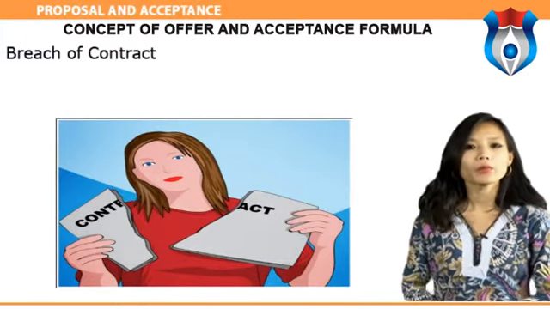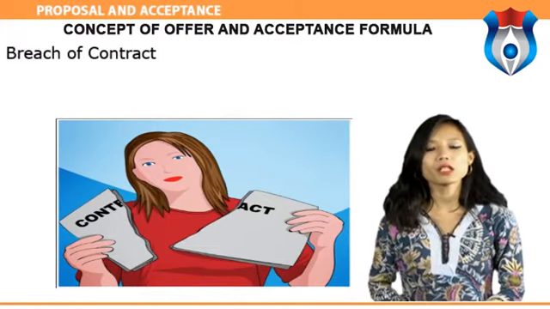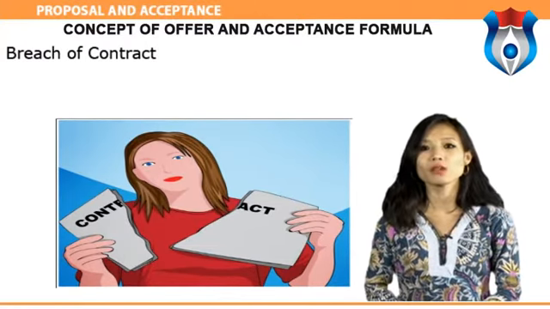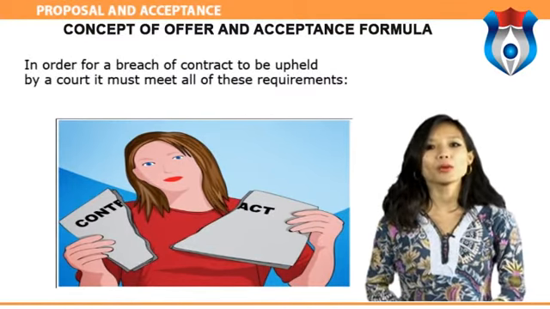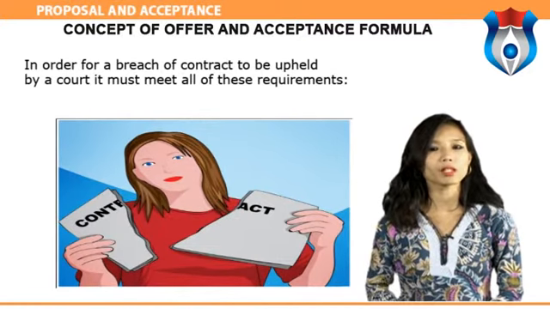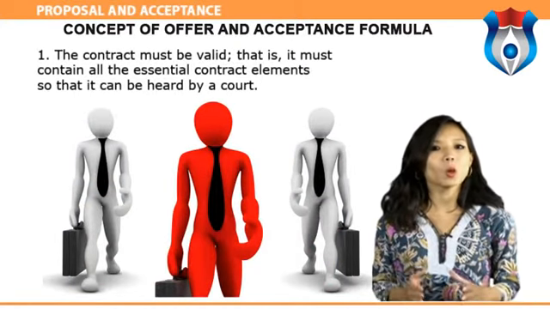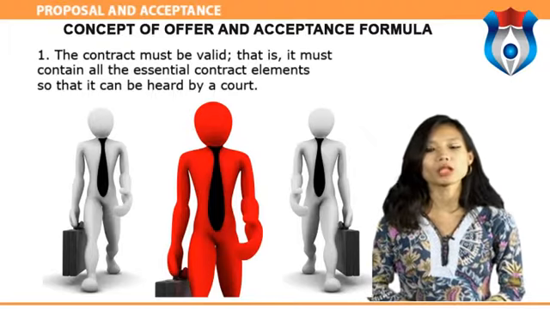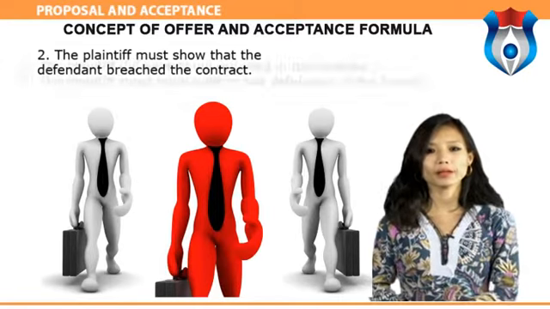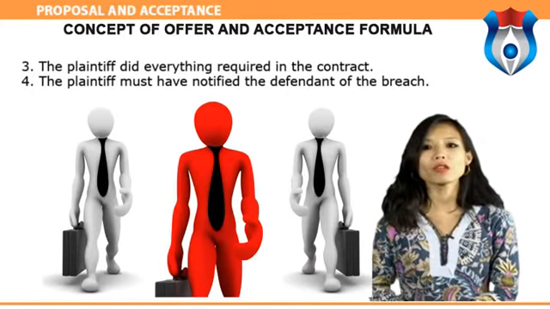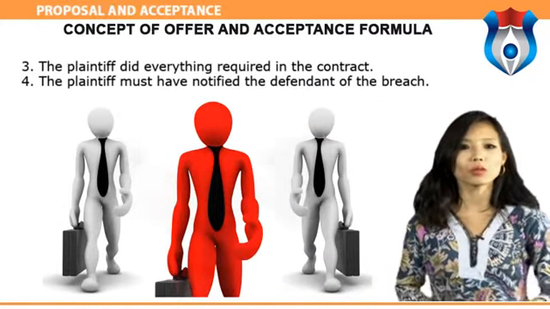Breach of contract is a legal term that describes a violation of a contract or agreement in which one party fails to fulfill its promises or interferes with the ability of another party to fulfill its duties. In order for a breach of contract to be upheld by a court, it must meet all of these requirements. The contract must be valid, that is, it must contain all the essential contract elements so that it can be heard by a court. The plaintiff must show that the defendant breached the contract. The plaintiff did everything required in the contract. The plaintiff must have notified the defendant of the breach.